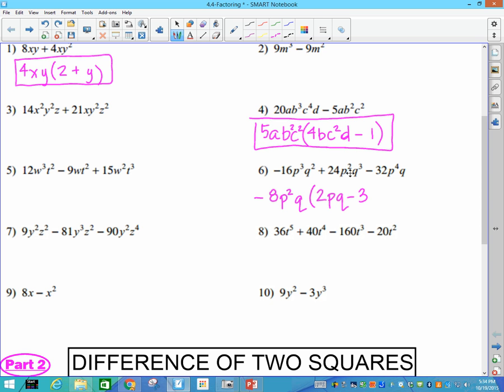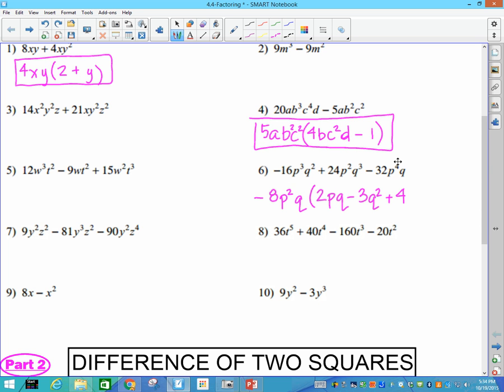P squared's the same, so I don't write it again. Q, I have 1 here, and I have 3 here, so I need 2 more to make that 3, because Q times Q squared will give me Q cubed. Negative 8 times what is negative 32, and that's a positive 4.